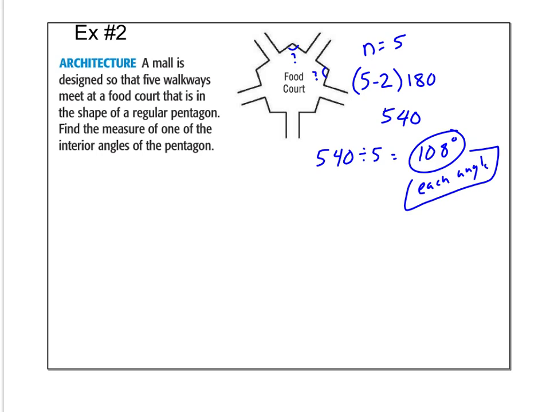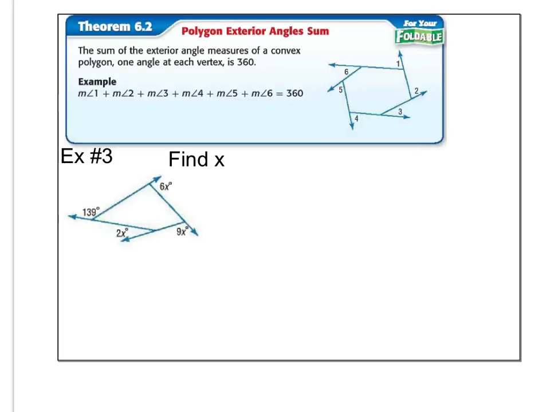Here is your solution. 5 sides minus 2 times 180 is 540. You take 540 divided by 5. Each of these little angles there is 108 degrees. This is all focused around architecture, so you could think of this as an architectural problem, in terms of when people are constructing this food court, how to determine the angle measures to make these little walls.